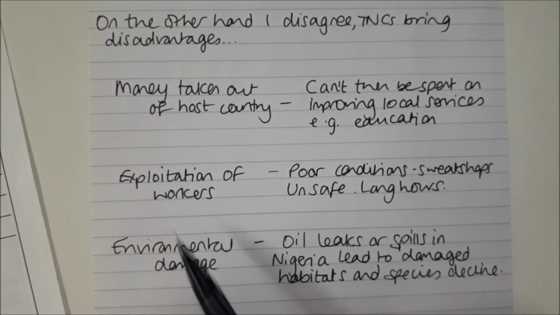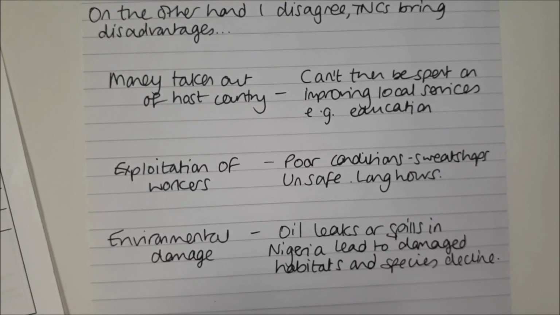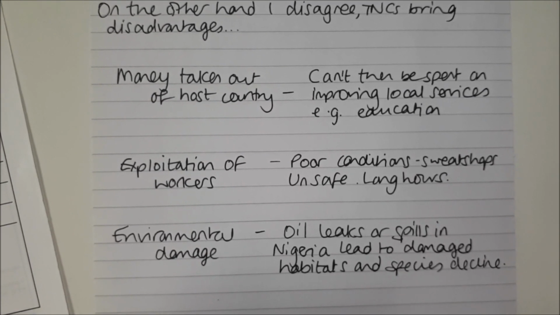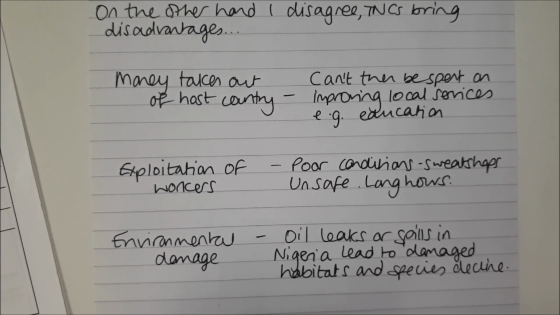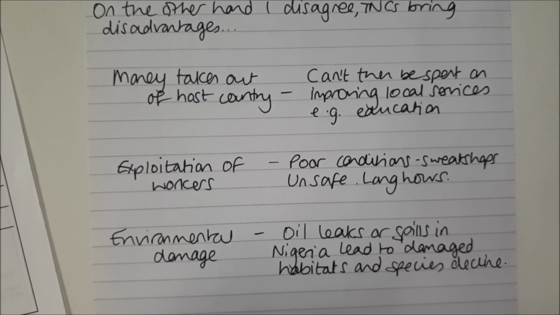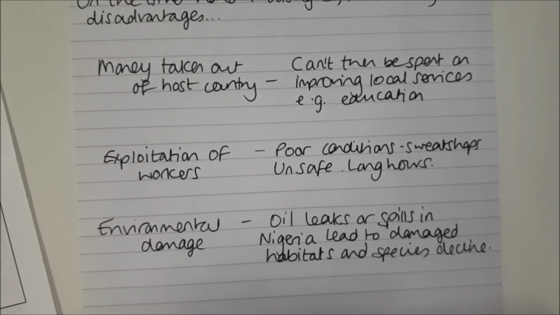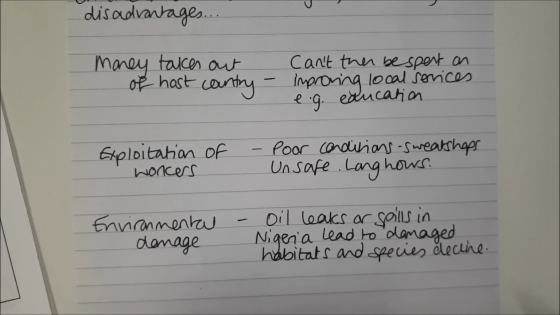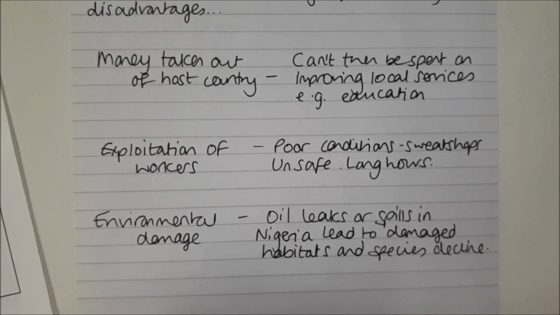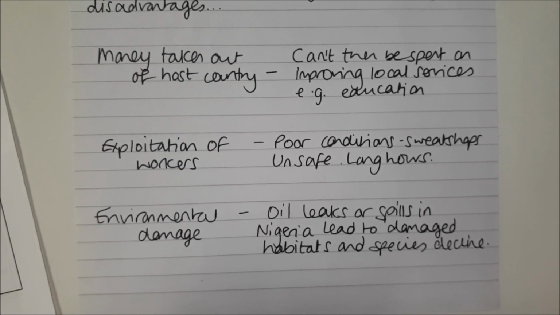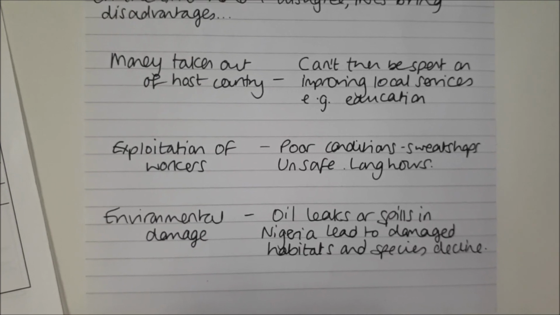We know from our lessons that workers are exploited. They may have to work in unsafe or unhygienic conditions. They might work in sweatshops, and they might work very long hours. There's also environmental damage. So again, thinking about Nigeria and the oil industry there, which is so important to their economy, oil leaks or spills can have a really serious impact in terms of polluting the natural environment, which can lead to species being affected and habitats destroyed.